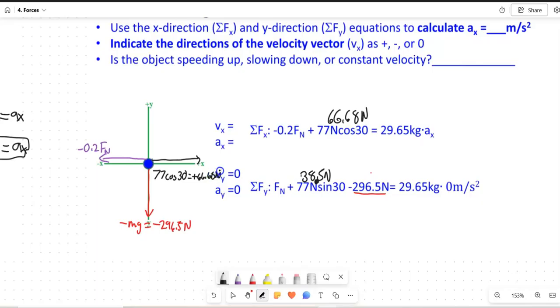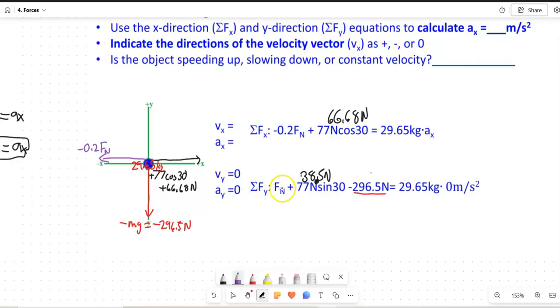But I'm also going to write positive 66.68 newtons. Maybe I should write it underneath it, and this is positive, so this is going to be positive 66.68 newtons. So we know that force is pointed to the right. Now we know the mass is 29.65. I'm going to write that in here. Kilograms. All right. Now let's start with the y direction.